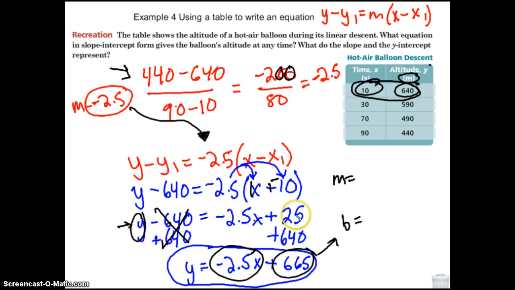That means that that was the height that the balloon started descending at. So at its highest point, it was at 665. Then after 10 seconds, it went down to 640. After 20 seconds, after that, it went to 590, and so on. So this means that it went down negative 2.5 feet per second, and that the starting elevation was 665 feet.